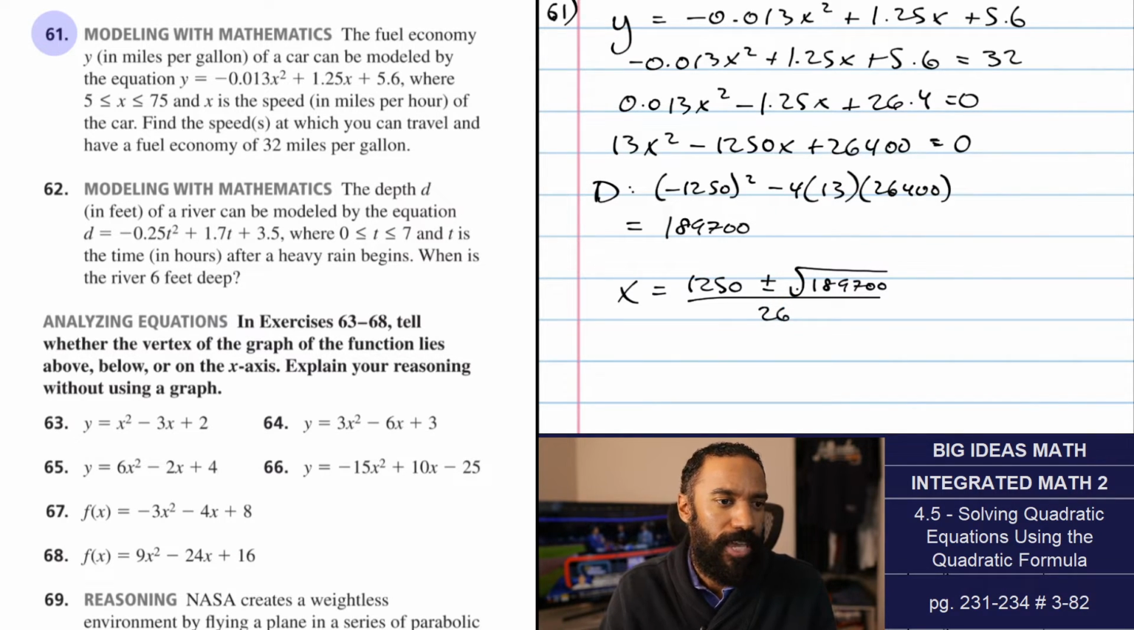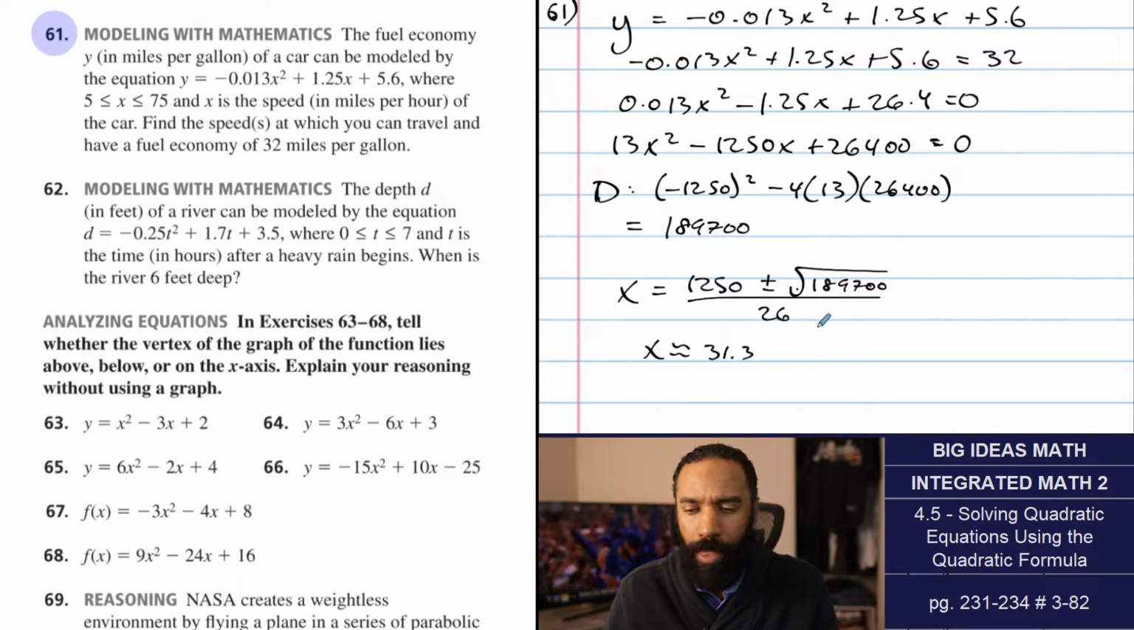So I imagine the plus and the minus are going to work here because they say the speed or speeds. We're seeing a couple of them actually work out. So let's start with the minus. Let's do the square root of that previous answer and divide it by 26. I know you're not seeing any of my calculations, sorry about that. So x is about 31.3. What was this? Miles per hour?